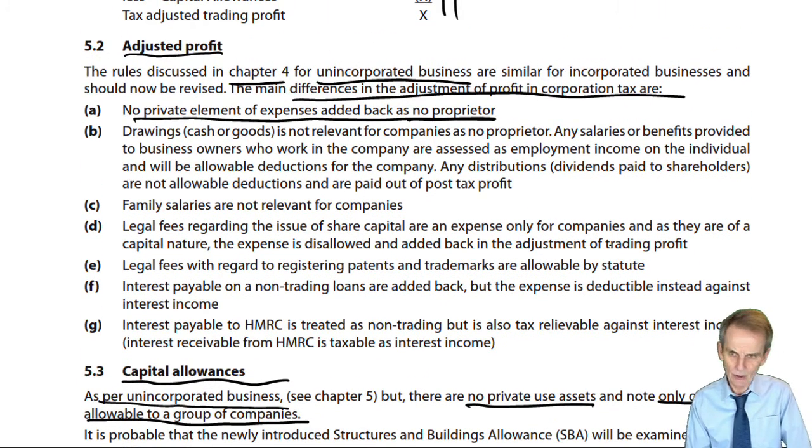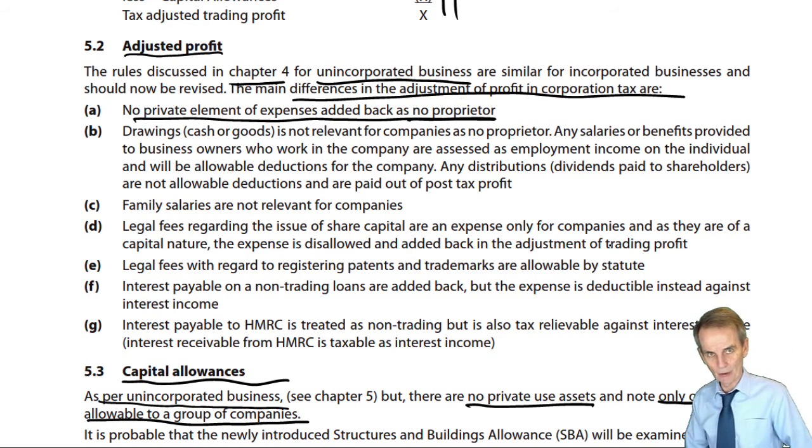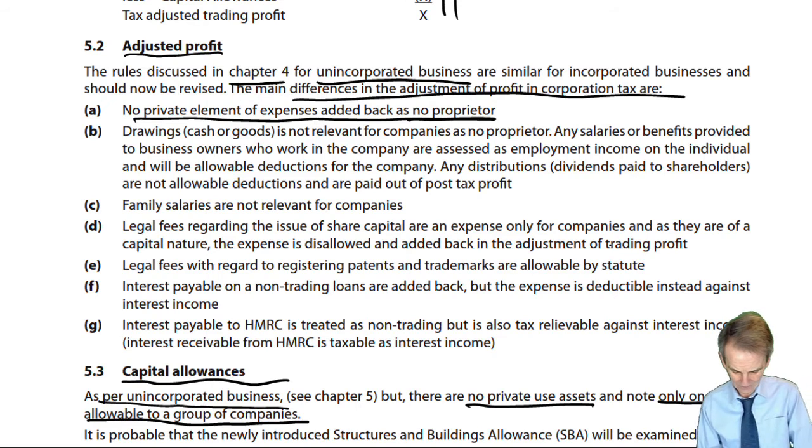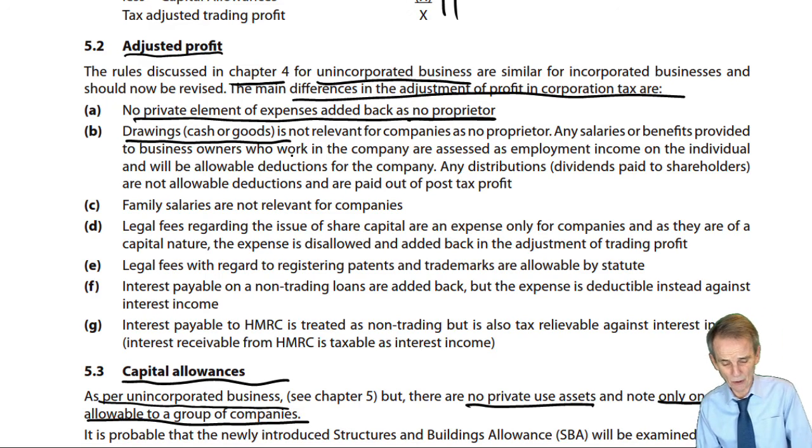Just going back though to the basic adjustment of profits, other than depreciation added back, let's do the capital allowance computation. There's no private use issues on expenses, as we've said. As there's no proprietor, therefore there's no drawings issue, there's no goods taken for personal consumption there. That is again not relevant as there's no proprietor.